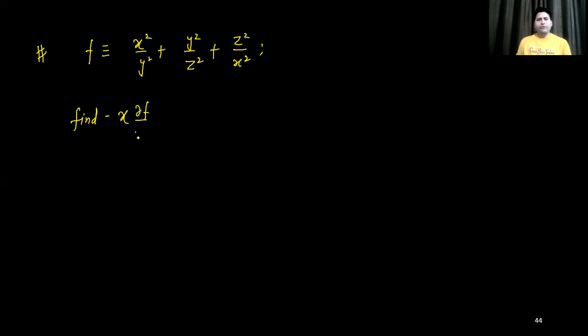One more question I am taking. This time z is f. In place of z, the function is given as f equals x square upon y square plus y square upon z square plus z square upon x square. And they are asking, find the value of x into del f over del x plus y into del f over del y plus z into del f over del z. This is the question.